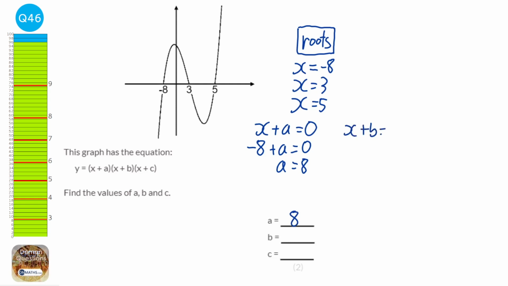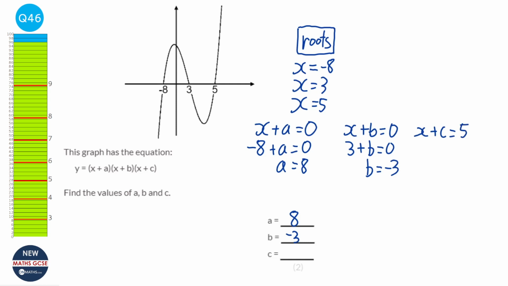x plus b equals 0. And this time the root is 3. So it's going to be 3 plus b equals 0. Take away 3 both sides, and you get b is -3. Then we're looking at the last one, x plus c. Look at the last root, which is 5. We're going to get it equal to 0, and then it's going to be 5 plus c equals 0. And take away 5 both sides, you get -5.